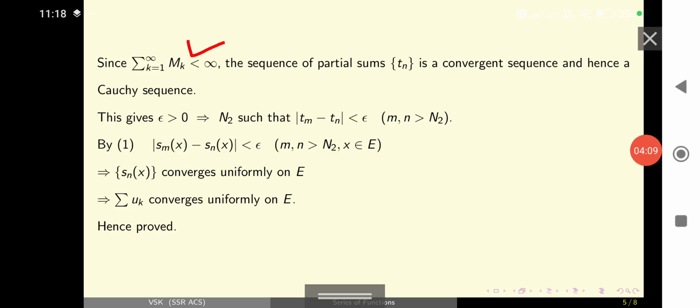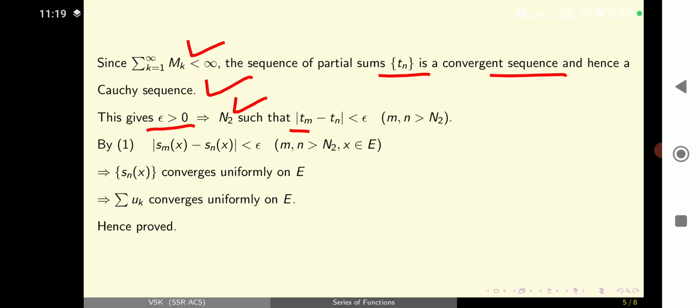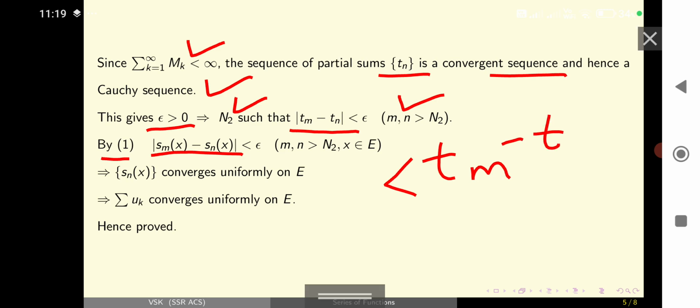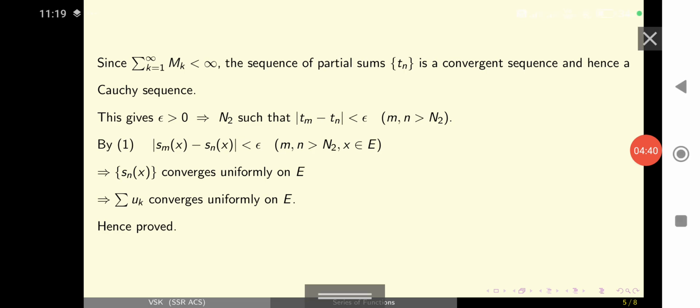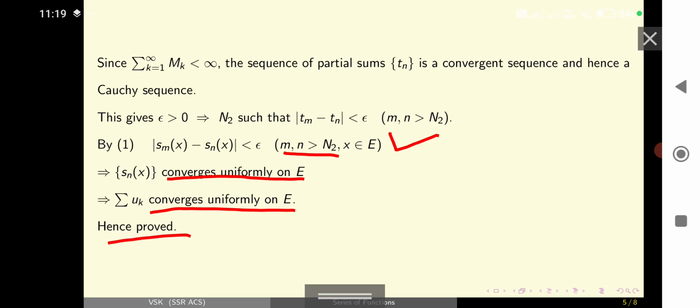But as this series is convergent, it is given, the sequence of partial sums Tn is a convergent sequence and a Cauchy sequence. Therefore, for given epsilon greater than 0, we can find a value n2 such that modulus of Tm minus Tn is less than epsilon whenever m, n is greater than n2. But by 1, we get that Sm(x) minus Sn(x), which we have shown is less than Tm minus Tn, is less than epsilon for all x belongs to E and m, n greater than n2. But this implies that Sn(x) converges uniformly on E by the Cauchy criterion. So this implies uk converges uniformly on E. In this way we have proved that uk converges uniformly on E.